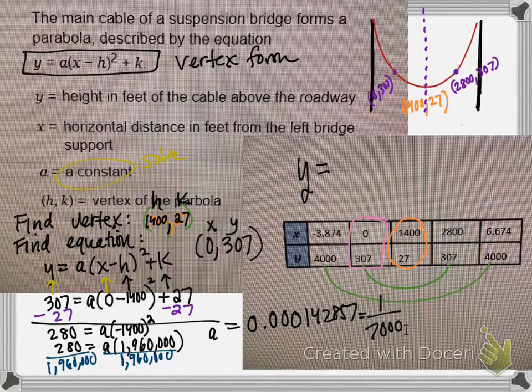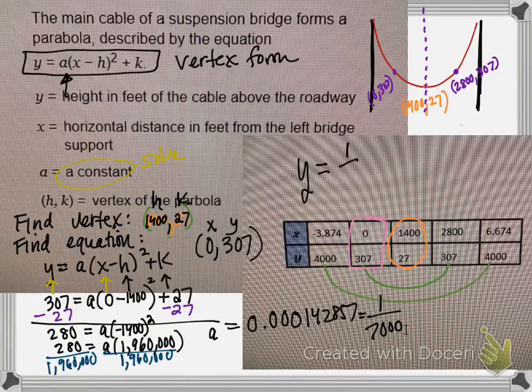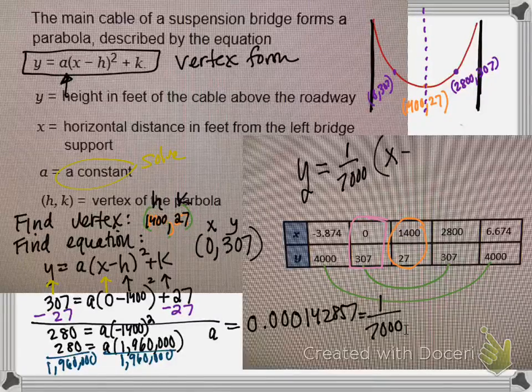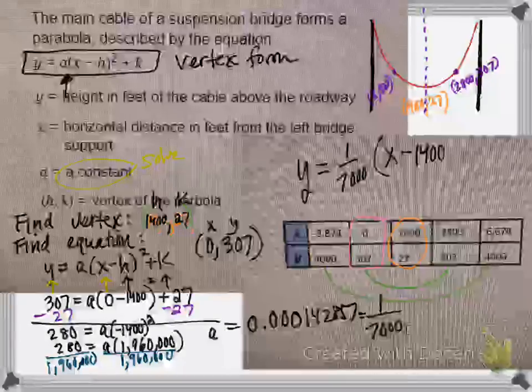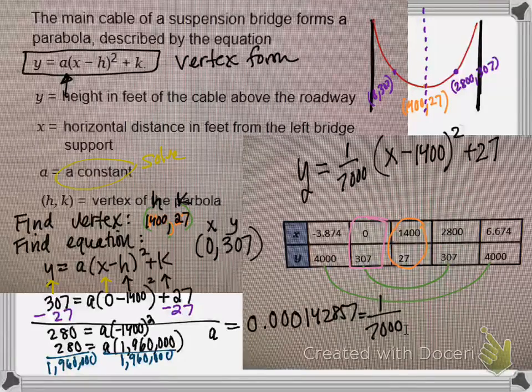So I could write my final equation. So y equals, I now know my a value, right? It's 1 over 7,000, easier to use the fraction form. So (x minus 1400) squared, and then my y coordinate, my vertex was 27.